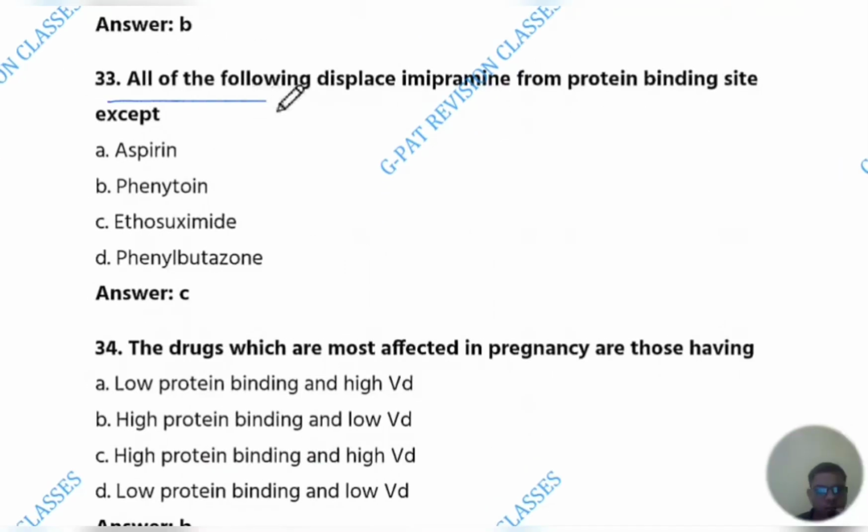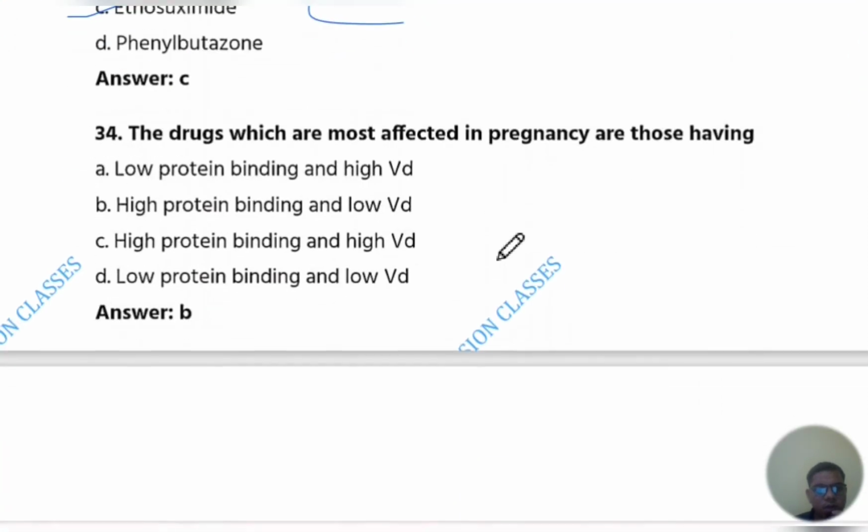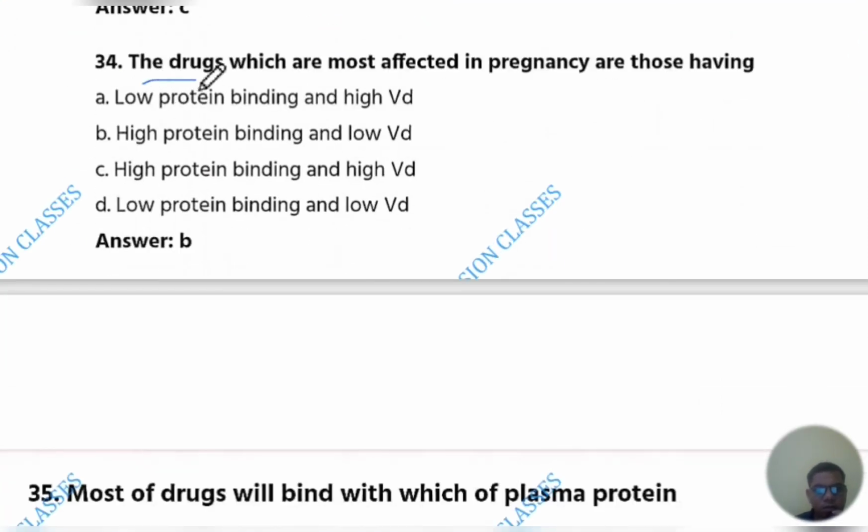Next: all of the following displace imipramine from the protein binding site except. The answer is C. Ethosuximide. The next question number is 34. The drugs which are most affected in pregnancy are those having high protein binding and low Vd. Vd means volume of distribution.